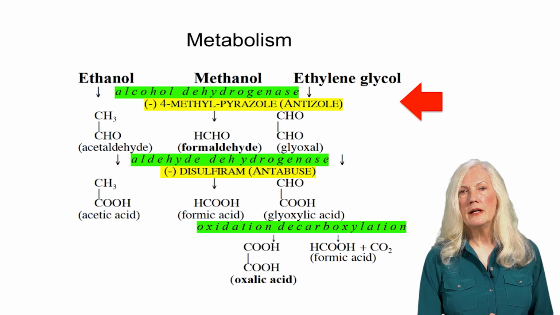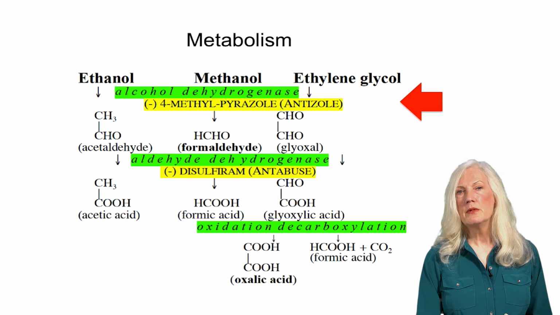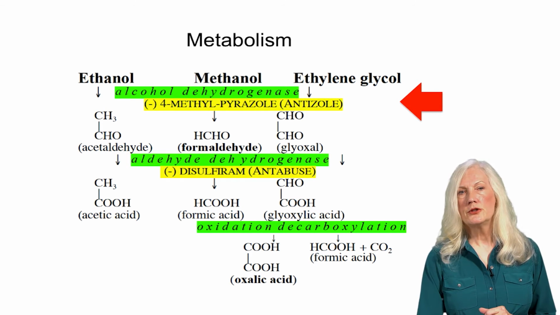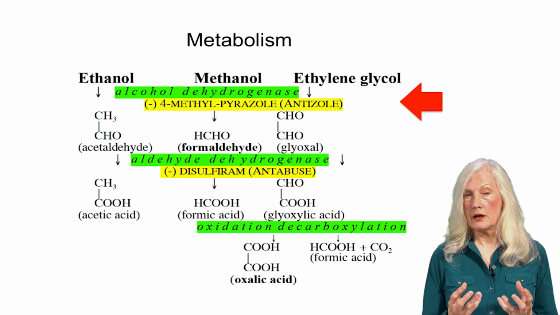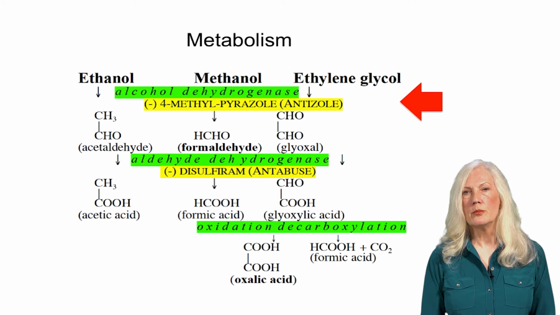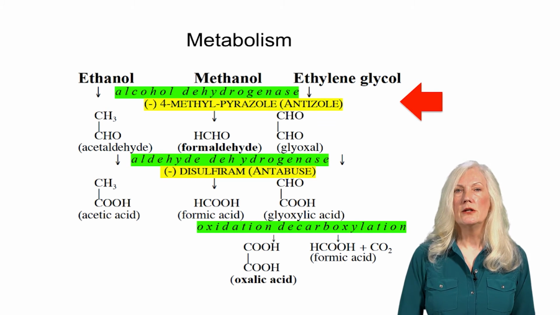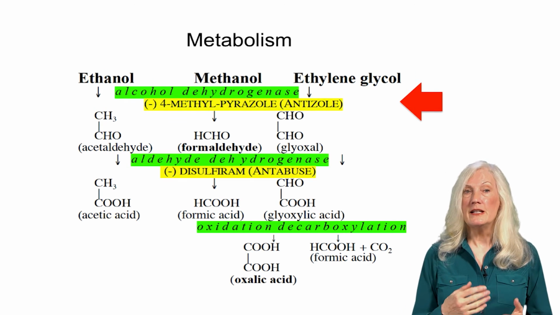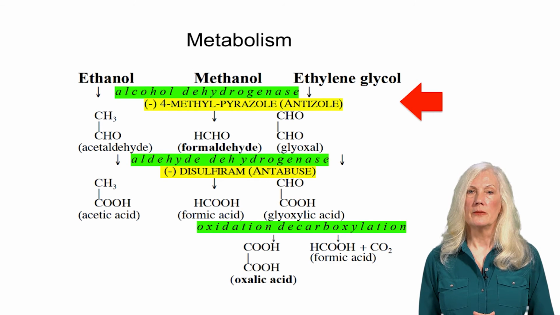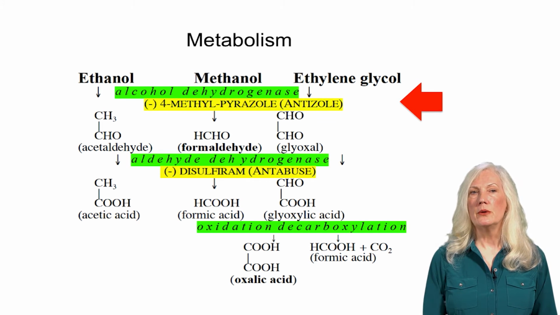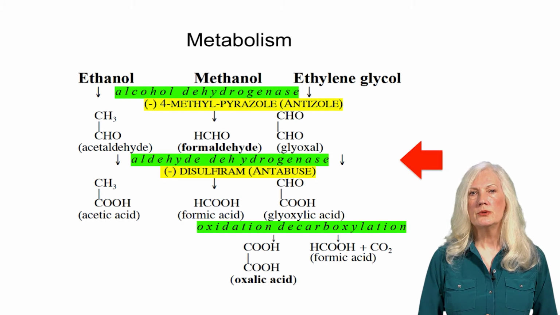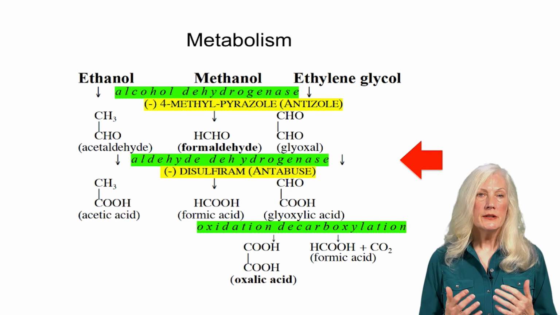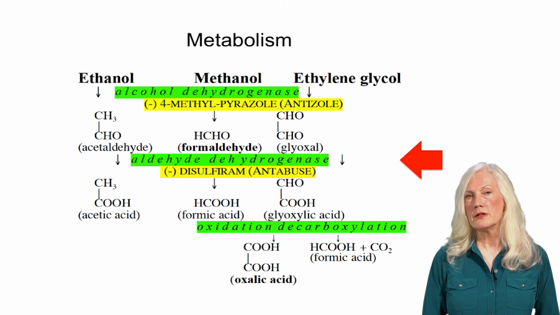In the case of ethylene glycol, the toxic metabolite is oxalic acid. It tends to be a very strong chelator of calcium, and calcium oxalate, the combination, is very insoluble. So it precipitates in the urine and mechanically damages the tubules of the kidney. But if you treat the animal with either antizole, that's shown here, or antabuse, disulfiram, this prevents the generation of oxalic acid.